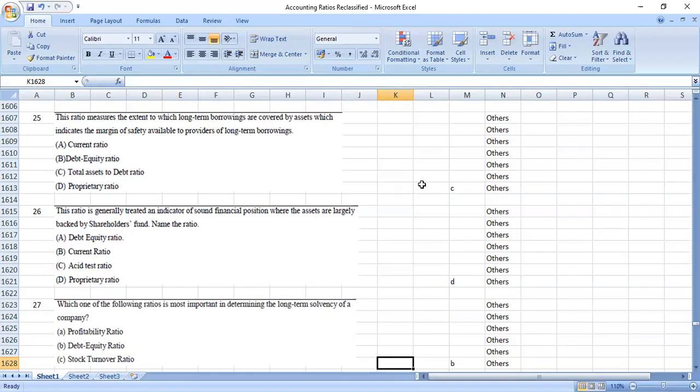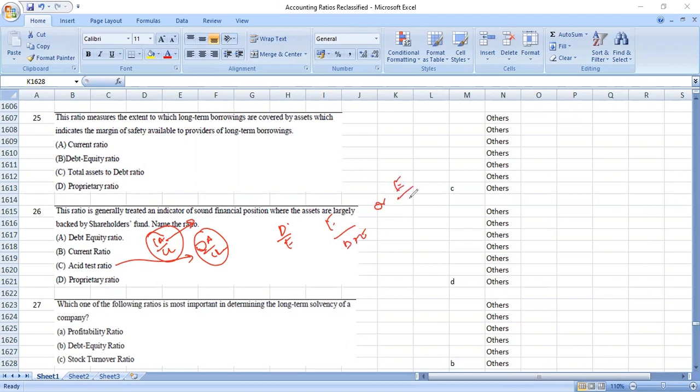Debt equity ratio, current ratio, acid test ratio. Let's look at the debt equity ratio formula: it is debt divided by equity. Current ratio is current assets by current liabilities, not at all concerned. Acid test ratio, quick assets by current liabilities, is not bothered about what is backing the assets. Proprietary ratio is equity divided by debt plus equity, or equity divided by total assets. So how much of the total assets is backed by equity is what the proprietary ratio says, and that is the correct answer.